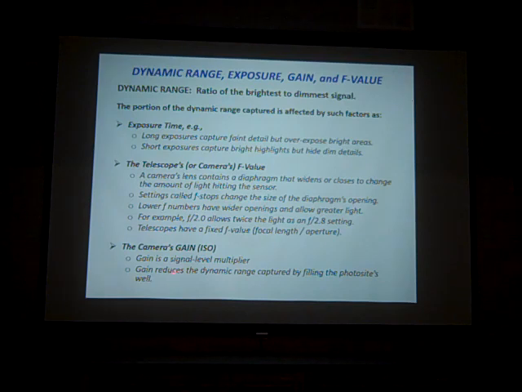Telescopes, the f value on those is fixed. It is the focal length of the telescope divided by the aperture. And so if I have an f10 telescope and an f7 telescope, we would say the f7 telescope is a faster telescope because it has a smaller f value.